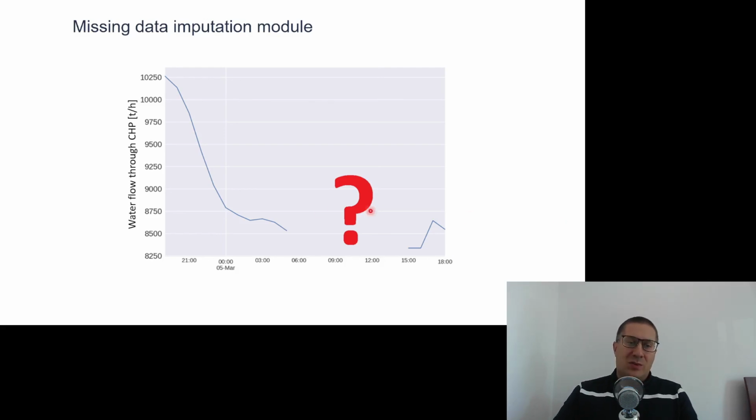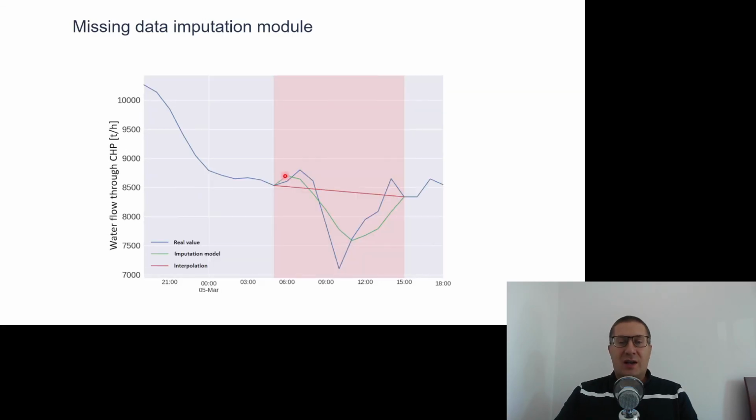This is, for example, the water flow through one of the CHPs. We had the situation when this parameter was missing, but thanks to the algorithm that estimates this value based on water flow in other CHP plants, based on temperature distribution in the network and pressures in other plants, this model was able to estimate the missing value, like this. This was of course a nonlinear model.